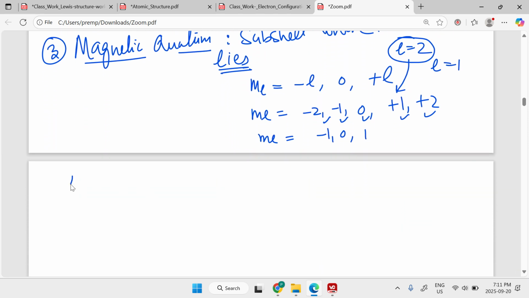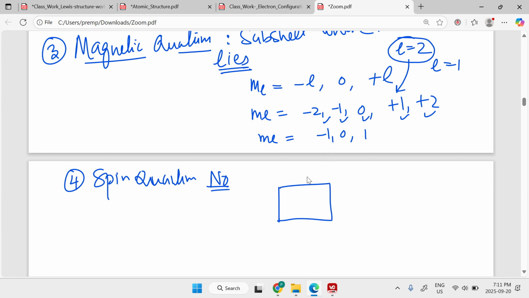And then the fourth one is your spin quantum number. Spin quantum number says that under any subshell, meaning in any room, if there are 2 electrons, they will have opposite spin. So one electron will have ms plus half, the second electron will have ms as negative half. Make sure we have to write here plus half. It's not like math where we just write 1 over 2; you have to write the plus. So plus half and negative half.